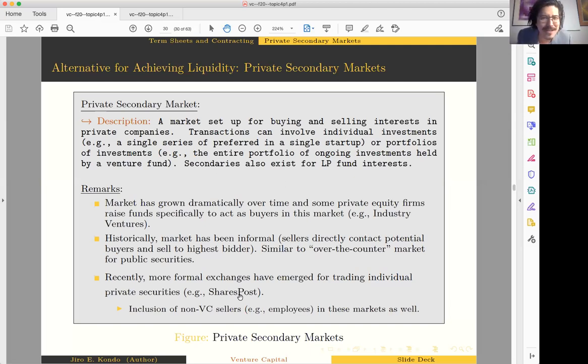By the way, this is an interesting thing. This tells you about the dynamics of contracts, the dynamics of incentives. The reason why Uber put those things in the contract with employees is because of the experience that Facebook and Twitter had with employees in private secondary markets. Facebook and Twitter didn't put those clauses in because when they set up the contracts with employees, the private secondary markets weren't developed yet.